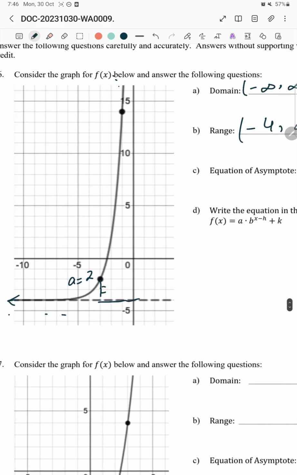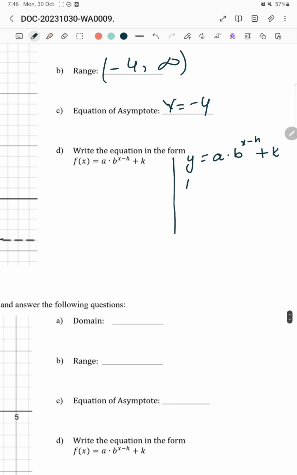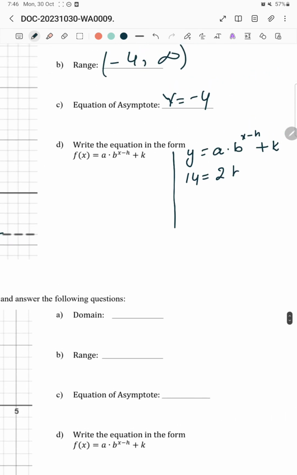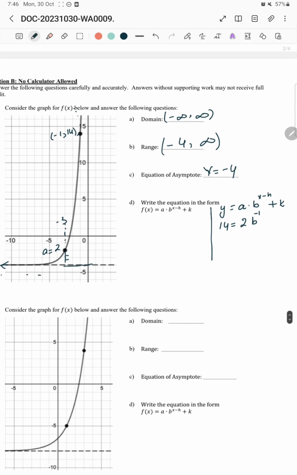Let's take one point on this. This is the point -1, 14. So y is 14. A is 2, x is -1. What is h? H is -3.